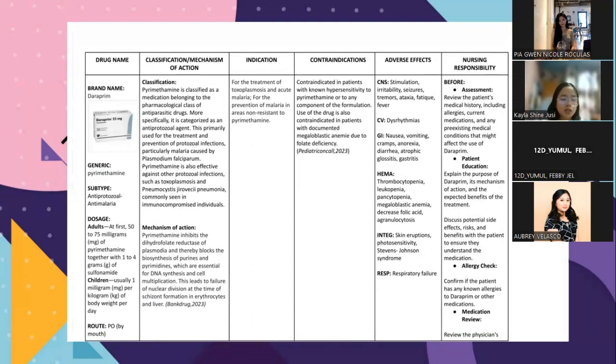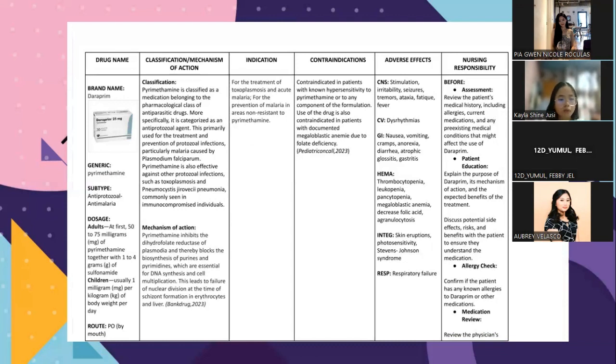So for the dosage, the initial dosage for adults is typically 50 to 75 milligrams of pyrimethamine taken in combination with 1 to 4 grams of a sulfonamide medication. And the dosage for children is usually 1 milligram per kilogram of body weight per day. However, the specific dosage may vary depending on the condition being treated and individual patient circumstances.